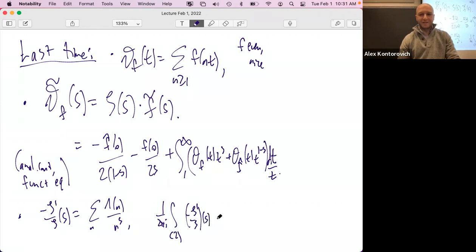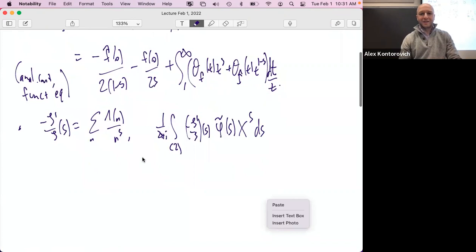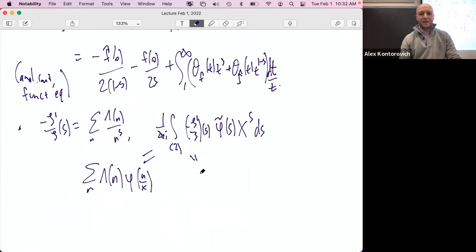Zeta prime over zeta of s. We took some nice test function phi, took its Mellin transform, x to the s ds, and evaluated this in two ways. One evaluation gave us a sum over the primes and prime powers, of course. Another evaluation gave us phi, all the poles and residues. So we got one from the pole, and we got a sum over all the zeros, phi tilde of the zero, x to the zero.